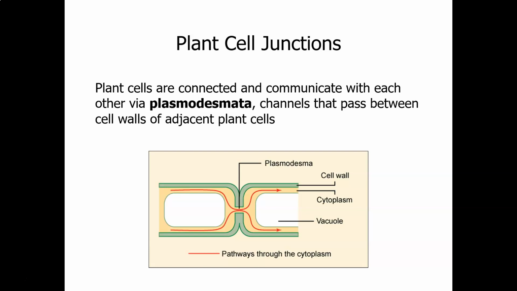Plant cells are connected with each other by plasmodesmata, which are channels that pass between cell walls of adjacent plant cells. They're different from gap junctions in animal cells because gap junctions are similar, but they connect plasma membranes instead of cell walls.